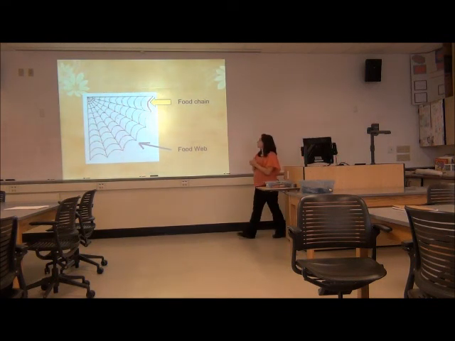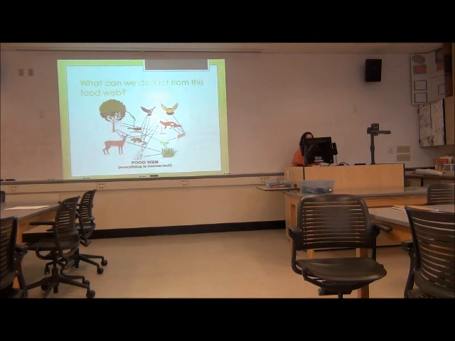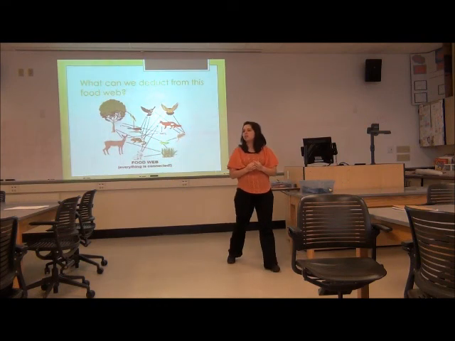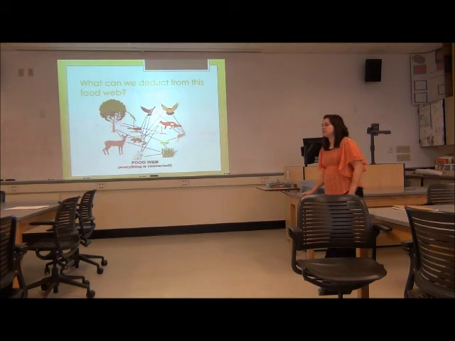Okay, here's another way to look at this. A food chain is a very small part of what makes up a food web. Okay, what can we deduce from this food web? As far as the animals and species that are involved, plants, animals. Yes, Mr. Miller.